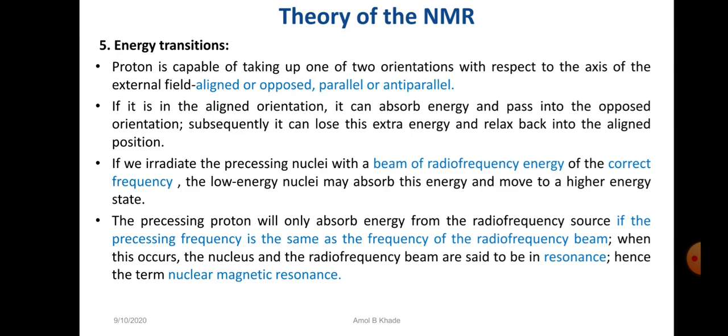when it goes into the opposed orientation, subsequently it needs to stabilize by releasing the extra energy it has gained, and it will come back into the ground state. Now if I am irradiating, and I know exactly what energy frequency it requires, that is delta E, and if I match this delta E with the correct radio frequency wave, I can bring the nuclei in the ground state into the excited state.